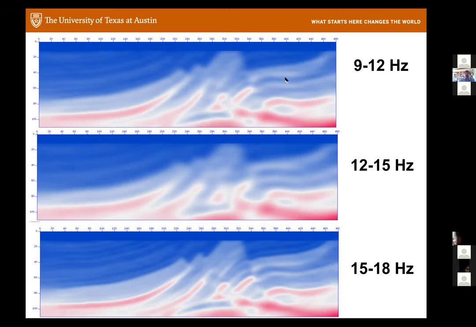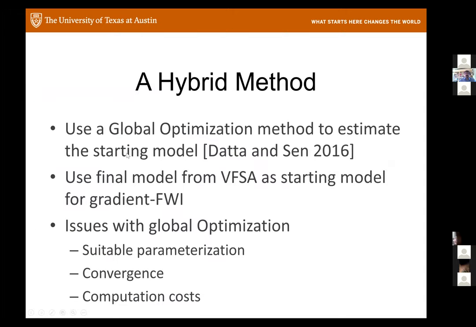So hybrid method is something that Divanjan worked on. What is done here is we use a global optimization method, but with a sparse parameterization, and use that to generate a starting model. Then we use a standard gradient descent optimization.